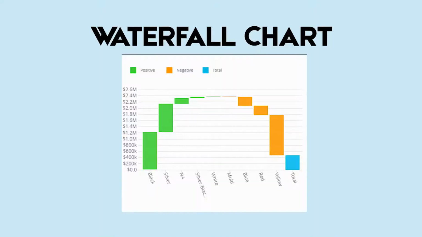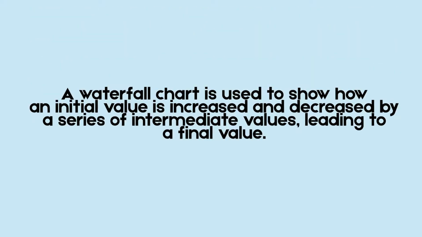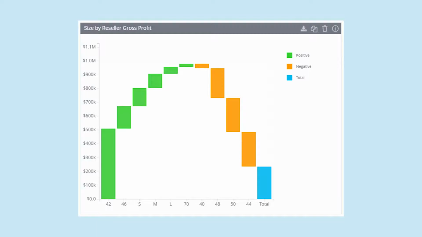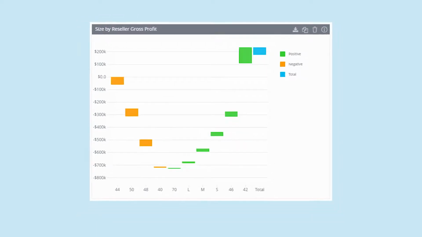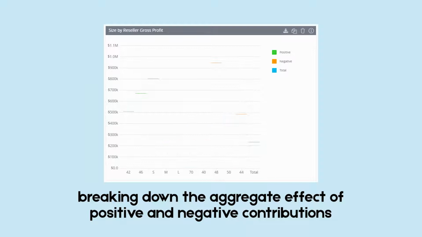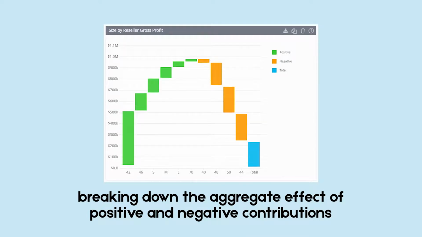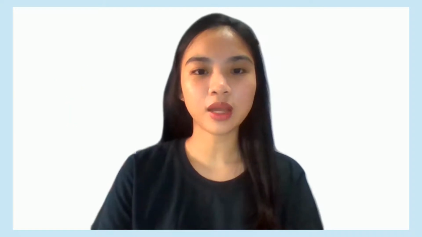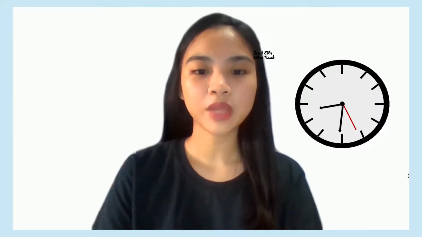Next is the waterfall chart. A waterfall chart is used to show how an initial value is increased and decreased by a series of intermediate values leading to a final value. Waterfall chart is widely used in the finance sector to exhibit how a net value is arrived at by breaking down the aggregate effect of positive and negative contributions. This chart is effective in displaying gradual changes in the quantitative value of something over time as it uses a clear structure. For our last graph, we have the square area.